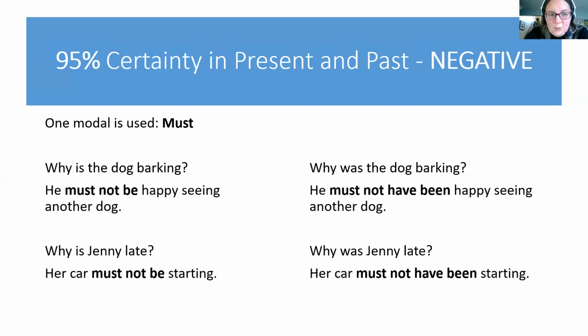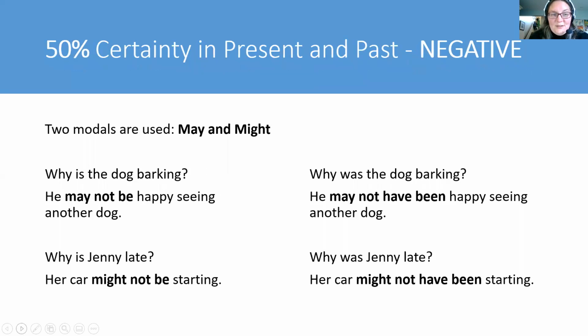That's very important. Why is Jenny late? Well, her car must not be starting. You can see not between must, the modal, and be, the verb. And why was Jenny late? Her car must not have been starting. You can see here the past tense construction must, and then not, and then have been. Okay, very good. And I think you'll pick up on the last two very quickly too.